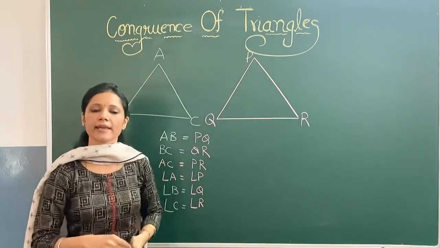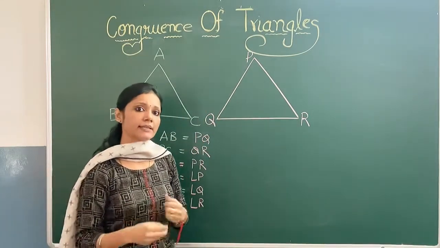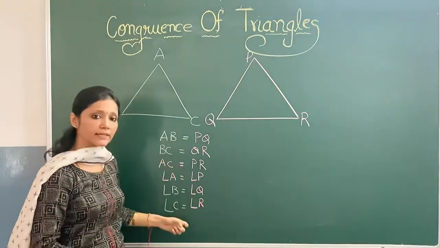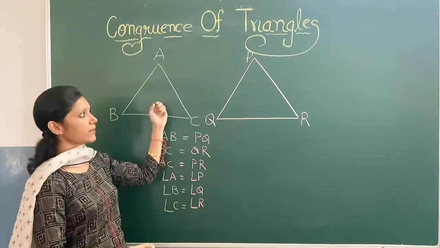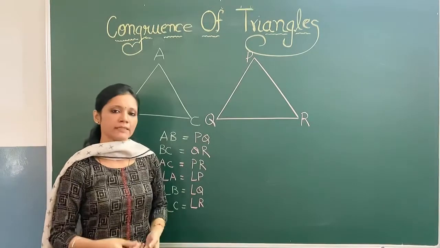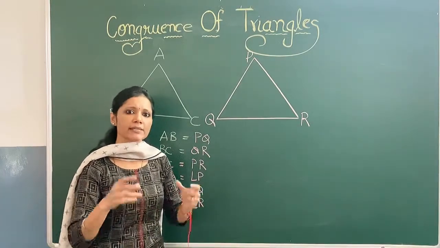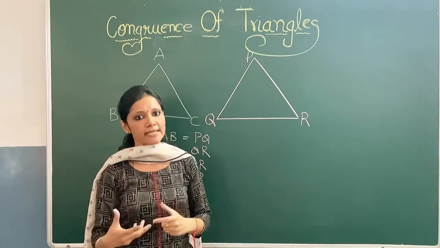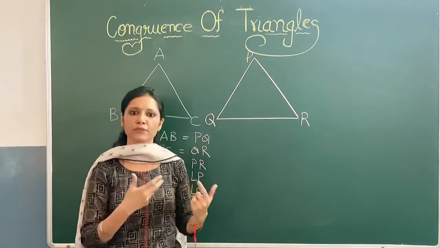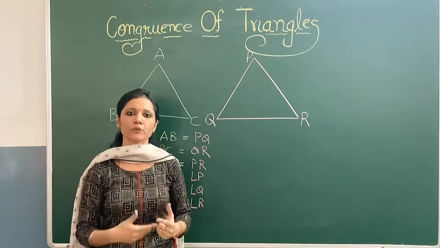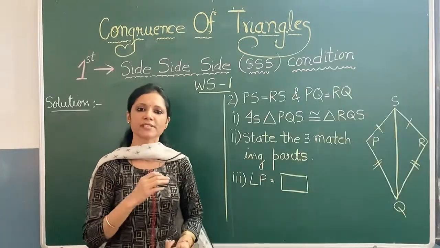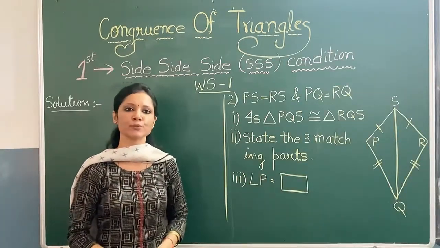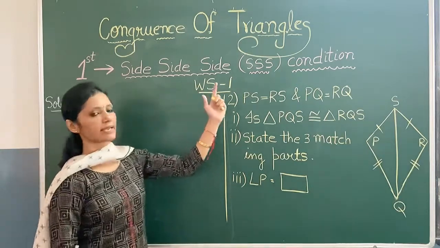Now the question that arises here is, is it necessary to prove all the 6 conditions in order to prove one triangle congruent with the other? The answer is no. So there are certain minimum conditions. If you prove those conditions, you can easily prove that one triangle is congruent to the other. So let's learn about the first condition. The first condition for proving two triangles to be congruent is side-side-side condition.